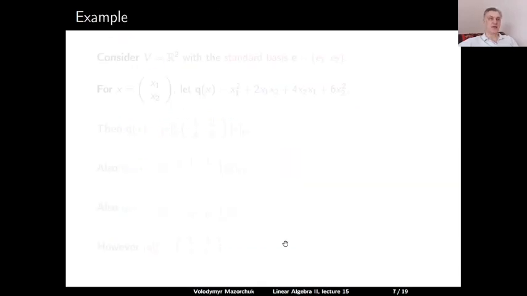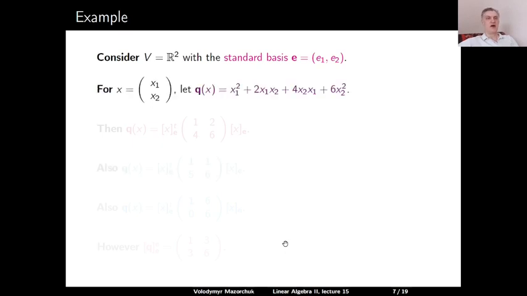Here is an example. Consider the vector space R2 with a standard basis E, e1, e2. For a vector x with coordinates x1, x2, consider the quadratic form Q, which evaluated at this x is equal to x1 squared plus 2 x1 x2 plus 4 x2 x1 plus 6 x2 squared. Then we can write this expression as the row x1, x2 times the matrix 1, 2, 4, 6 times the column x1, x2.